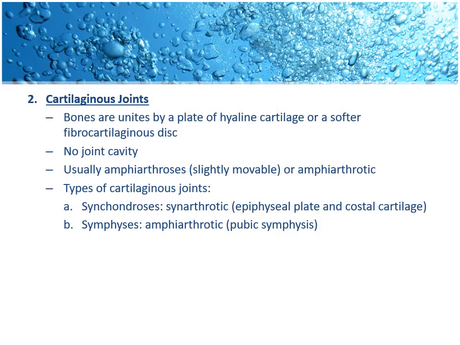Alright, and then we move to cartilaginous joint. In cartilaginous joints, bones are united by a plate of hyaline cartilage or a softer fibrocartilaginous disc. Also no joint cavity, tak ada. Usually slightly movable, amphiarthrosis, dia hanya sikit saja pergerakannya. Contoh cartilaginous joint mana nak jumpa dia adalah di epiphyseal plate and costal cartilage, satu lagi di pubic symphysis.